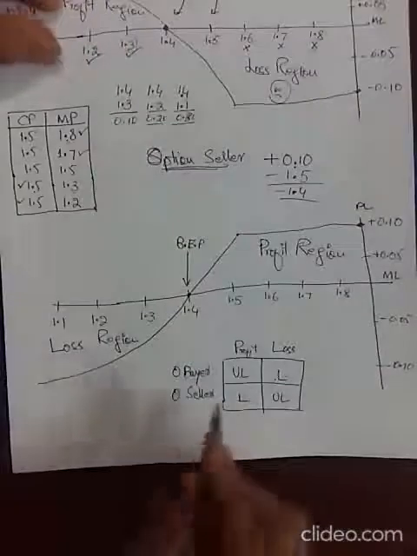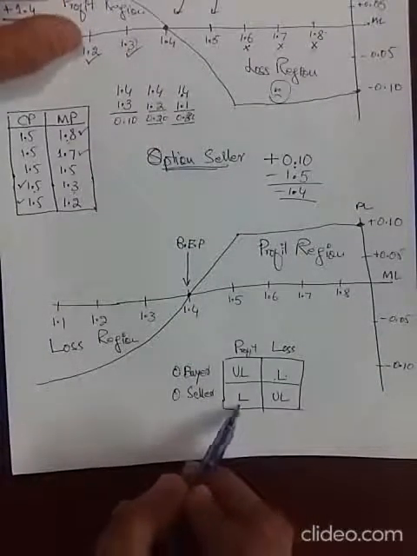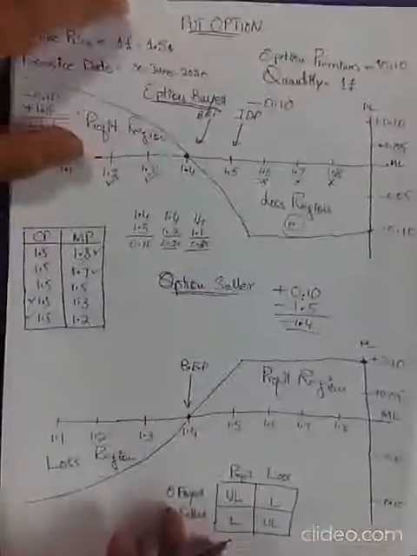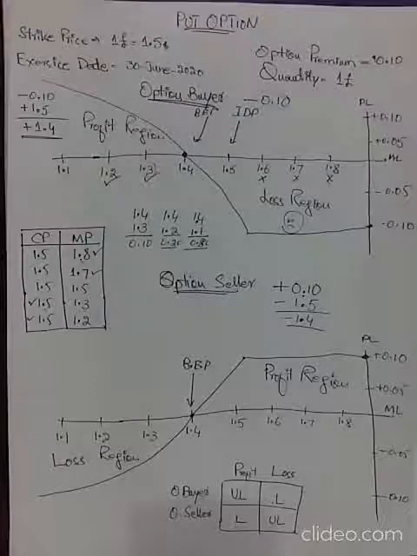So the profit of the buyer is unlimited, then it will be limited for the seller because they work vice versa. So ladies and gentlemen, this is a payoff profile, or a basic understanding of the profit and loss regions of the put option.